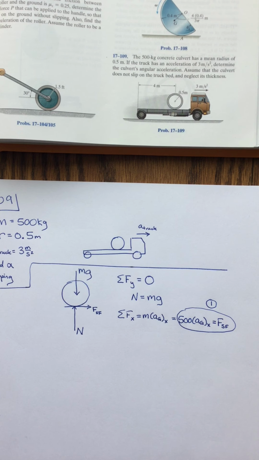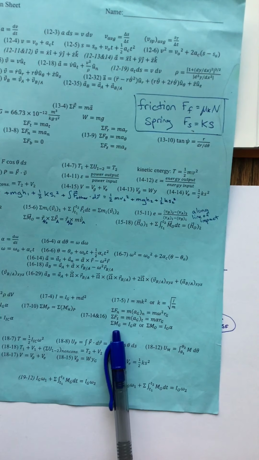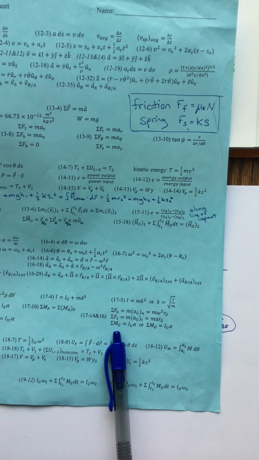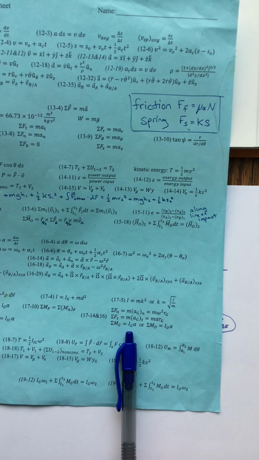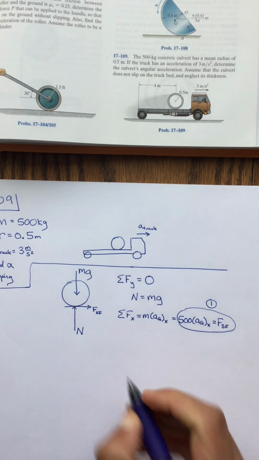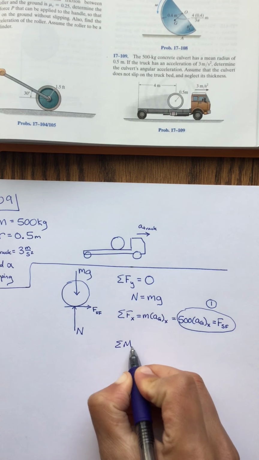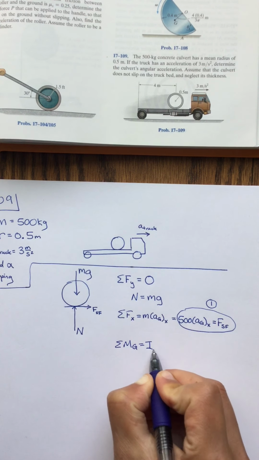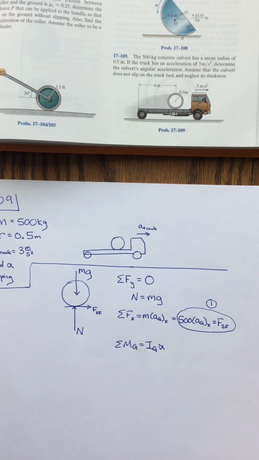Then I get another equation from looking at the sum of the moments, and I can do the sum of the moments about point G, and that's equal to the moment of inertia about G times the angular acceleration. So sum of the moments about G is equal to moment of inertia about G times the angular acceleration. We were told that we could neglect the thickness of the culvert. We can treat the culvert as a hollow cylinder.